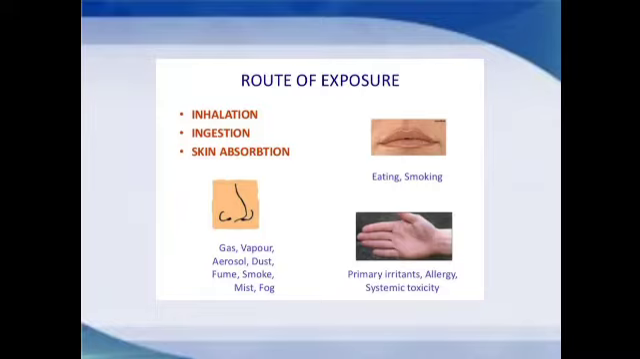The first one is inhalation. Inhalation is breathing in, like gas, vapor, aerosol, dust, fume, smoke, mist, and fog. It can cause diseases. So, ingestion is the process of taking in food, like eating and smoking. Why is eating a route? It is because we do not know what food we are taking in, which may have diseases that can cause diseases. So, smoking also is not good to our health. And also, skin absorption, which is the primary irritation, the allergy, and the systemic toxicity.